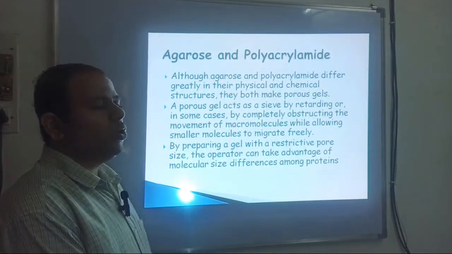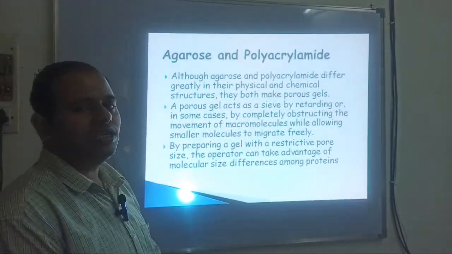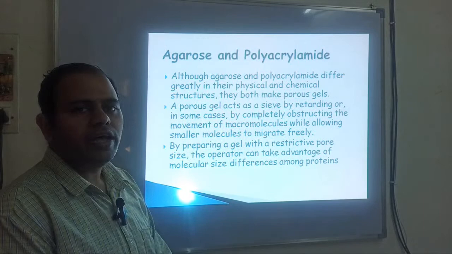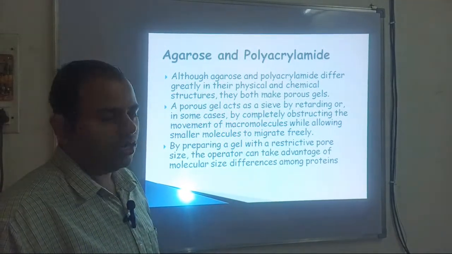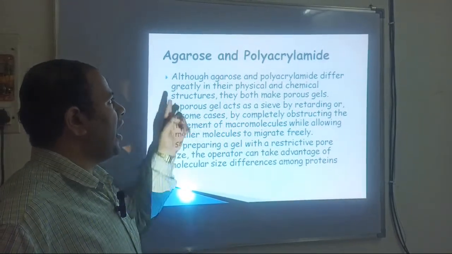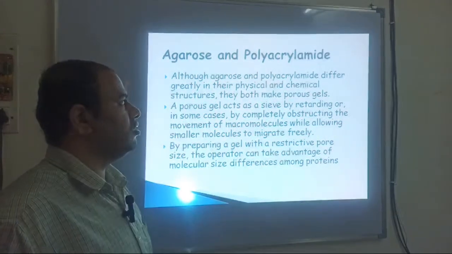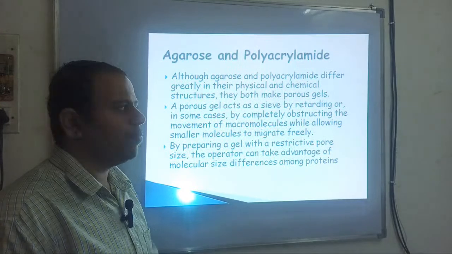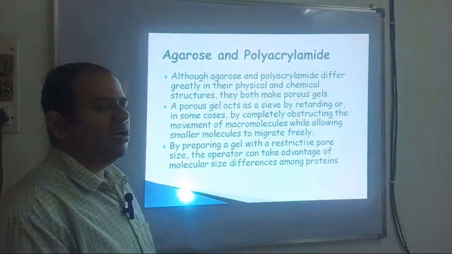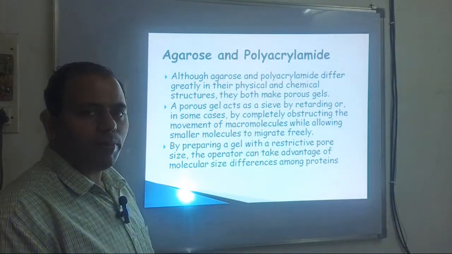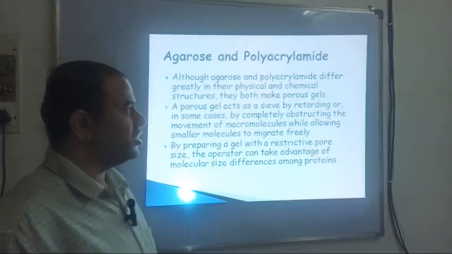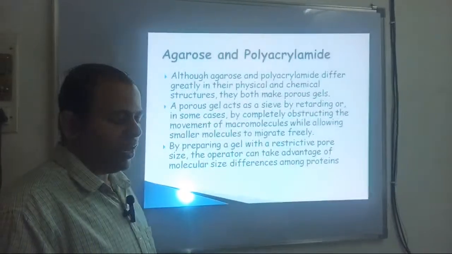Okay, there are two types of matrix that are generally used. I already told you, that is agarose and polyacrylamide. This forms a porous gel network that helps in separating the different biomolecules. Generally agarose is used for DNA separation, and polyacrylamide gel is used for protein separation. But in some cases, the polyacrylamide gel made from acrylamide and bisacrylamide, which are the monomers in this gel, can also be used for DNA separation.